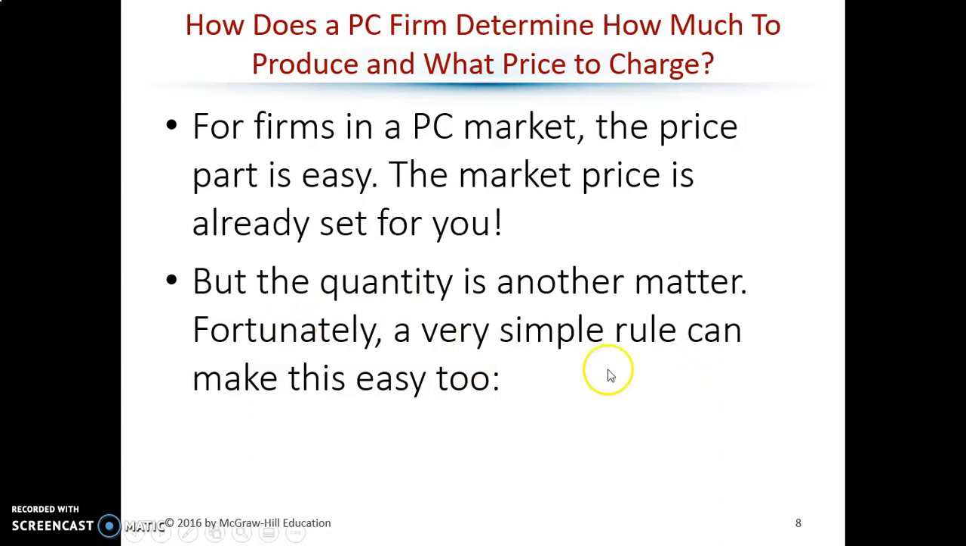Quantity. This is where it gets a little more complicated, but there is a simple rule that makes this easy, and it turns out that this decision is going to be made the same way in every different market, so it's worth spending time on. But again, I don't want these videos to get longer than 15 minutes, so we're not going to talk about it in this video. You're going to learn about it as soon as you're ready to watch the next one.